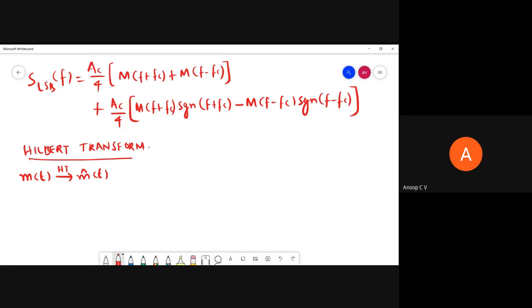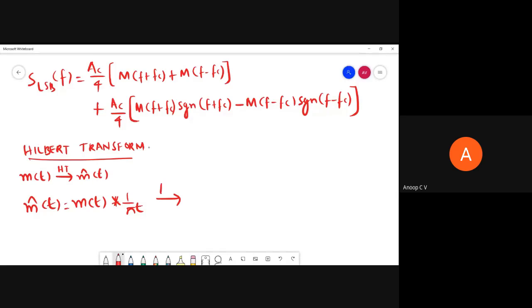A Hilbert transform phase shifts all the positive frequency components in the signal by minus 90 degrees and all negative frequencies by plus 90 degrees. So if you apply the Hilbert transform to a time domain signal, the resultant signal will be in time domain itself. That time domain expression I can write as m cap of t is equal to m of t convolved with 1 by pi t. Or I can write it in frequency domain. Those who have not watched yesterday's video, please watch that, in which I have explained it in detail.